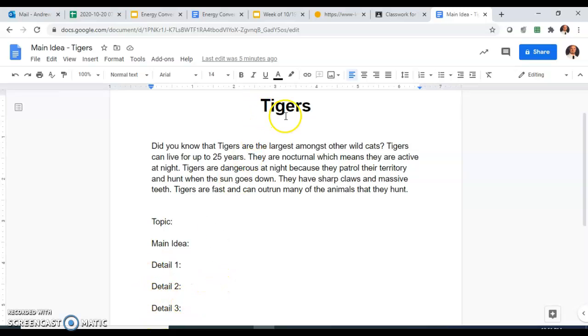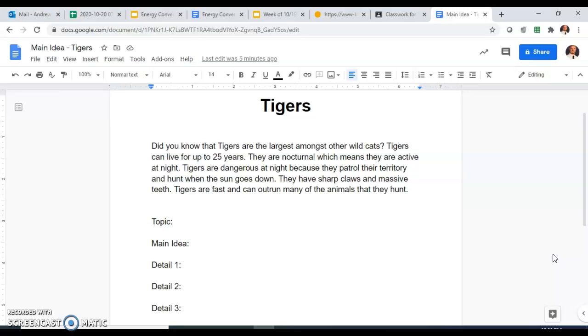Alright, so the title is called Tigers. It says this: Did you know that tigers are the largest amongst other wild cats? Tigers can live for up to 25 years. They are nocturnal, which means they are active at night. Tigers are dangerous at night because they patrol their territory and hunt when the sun goes down. They have sharp claws and massive teeth. Tigers are fast and can outrun many of the animals that they hunt.